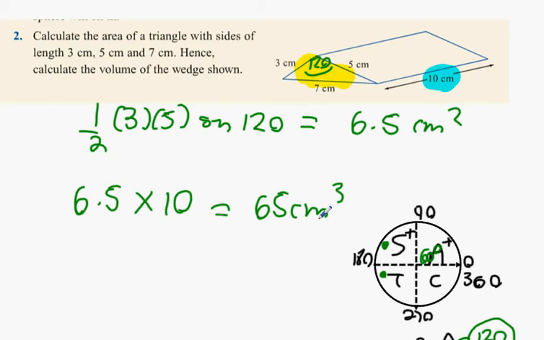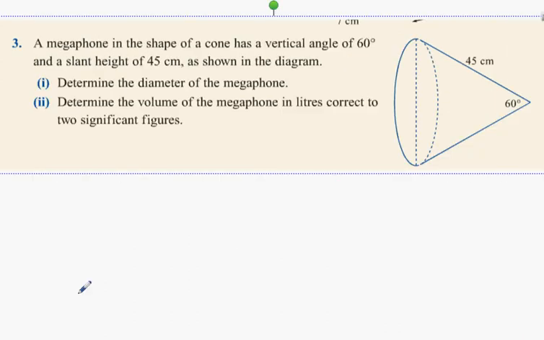Right? That's the trigonometric method. I'd actually recommend you try it out that way, just to revise your trigonometry. Okay? Let's go again. Now this one is an odd one. A megaphone in the shape of a cone has a vertical angle of 60 degrees and a slant height of 45 degrees. Determine the diameter of the megaphone, determine the volume of the megaphone.